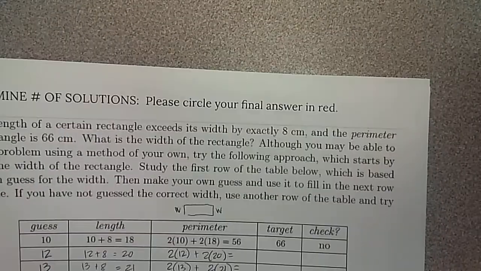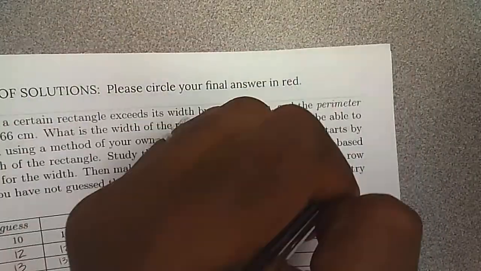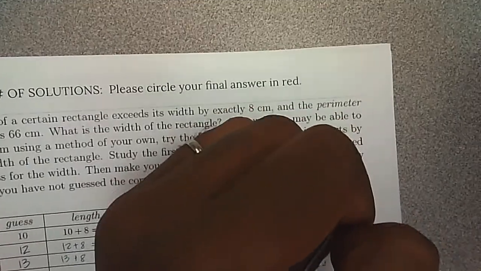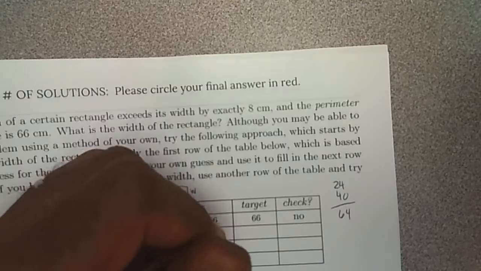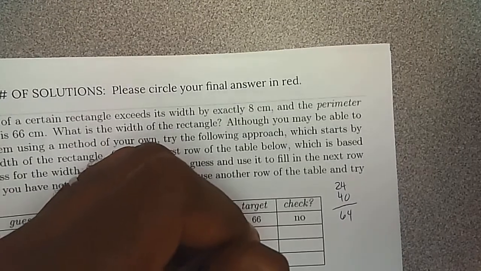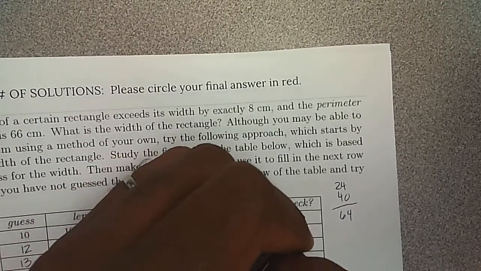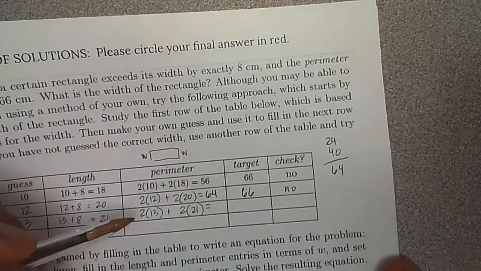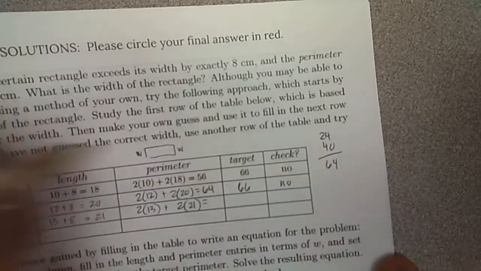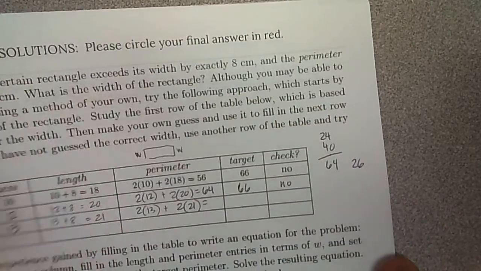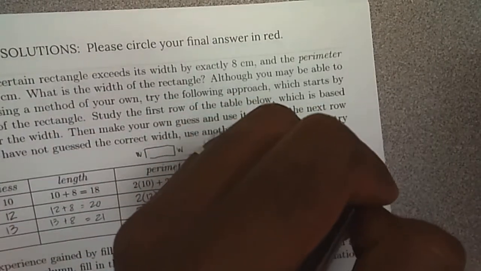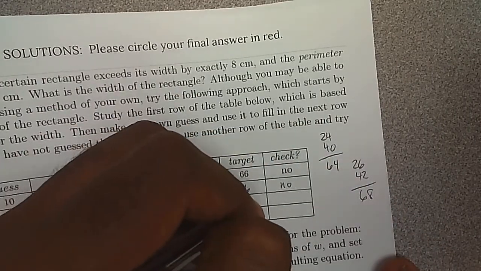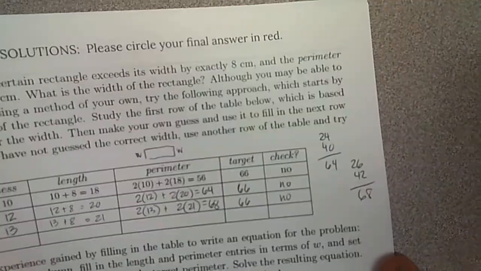All right, so 2 times 12 is 24. 2 times 20 is 40. So this would give me 64. My target is 66, so this is no. That doesn't work. Over here, this gets me 26 and 42. That's 8 and 6. That gets me 68. I want 66, so no, that doesn't work.